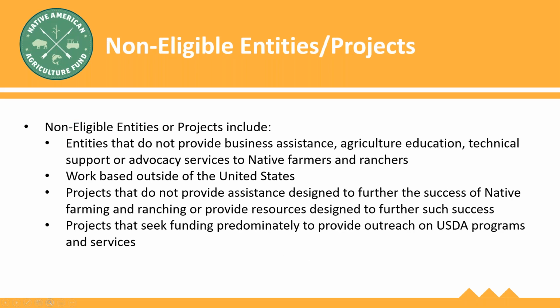Non-eligible entities and projects. Non-eligible entities or projects include entities that do not provide business assistance, agricultural education, technical support, or advocacy services to Native farmers and ranchers; work based outside of the United States; projects that do not provide assistance designed to further the success of Native farming and ranching or provide resources designed to further such success; and projects that seek funding predominantly to provide outreach on USDA programs and services. Those are non-eligible entities or projects. Next.